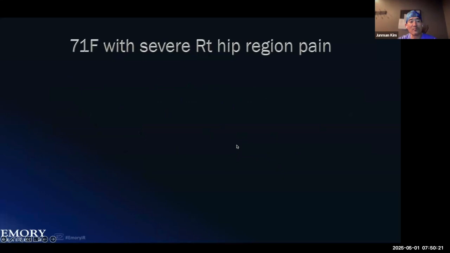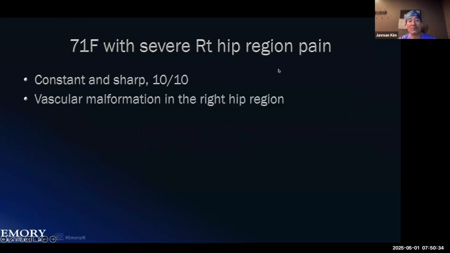All right, now some more complex cases. This is one of my all-time favorite cases, and I'll show you because we have time. 71-year-old female, severe right hip region pain, not hip pain. Constant and sharp, 10 out of 10 pain.